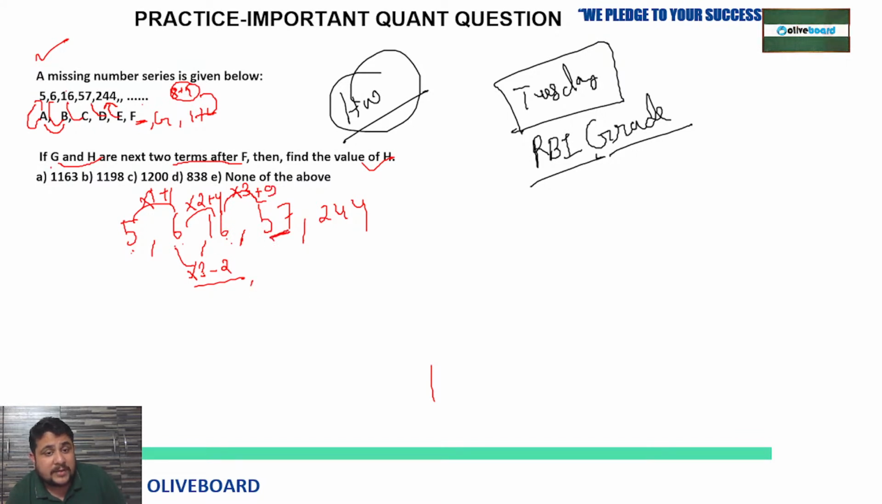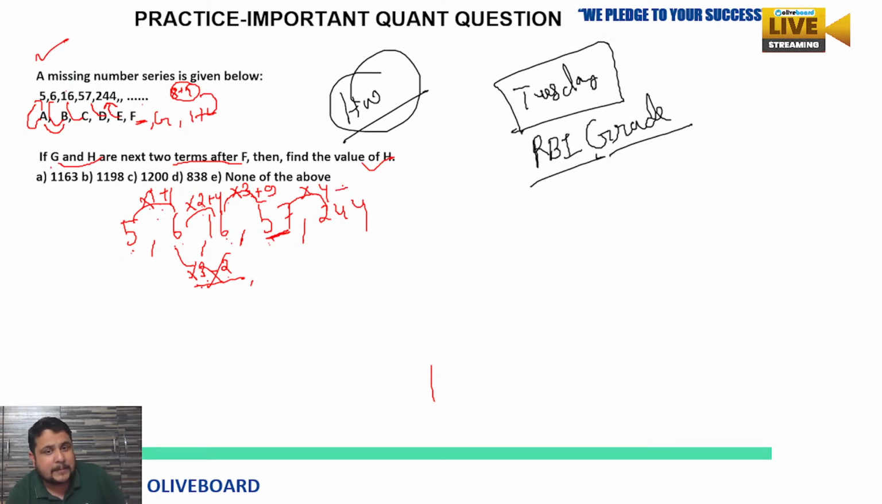Now if we go with this, first we multiplied by 1 plus 1, then multiplied by 3 minus 2. Then we have to multiply by 1, 3, 5. 16 multiplied by 5 is going to be 80. Then the addition must be there, so it is not following. So this is not the pattern. We will go with the first one: multiply by 1 plus 1, multiply by 2 plus 4, multiply by 3 plus 9. Now multiply 57 by 4, which is 228.